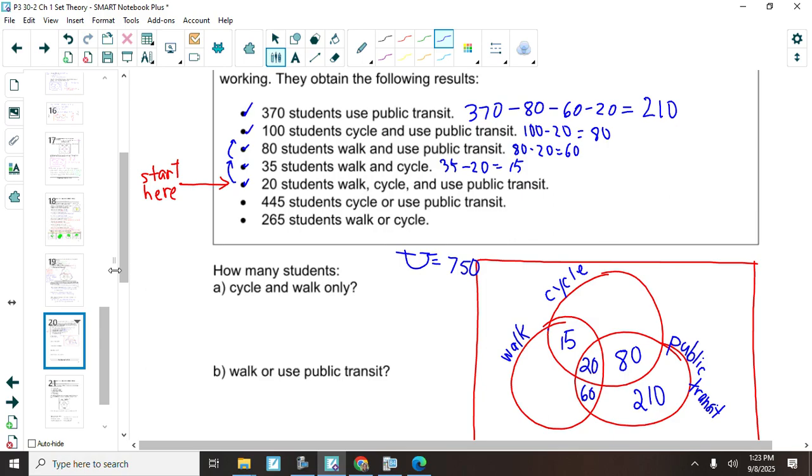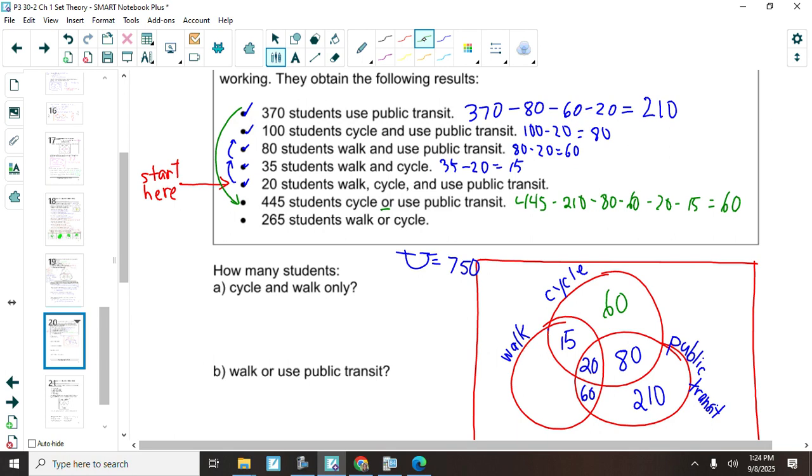Okay, now we can pop down, and now we can do our ors. So the ors are the snowman. If we're looking at cycle or public transit, if I write on it, I can't unwrite on it. Our cycle or public transit includes everything inside of the snowman. So that's where we end up with 445, subtract 210, subtract 80, subtract 60, subtract 20, subtract 15. And you guys were able to get, it should be 60.